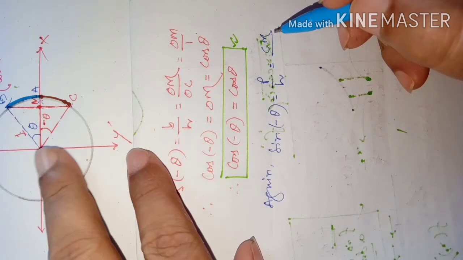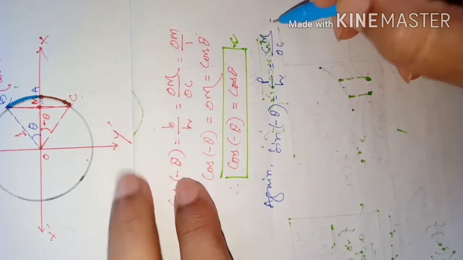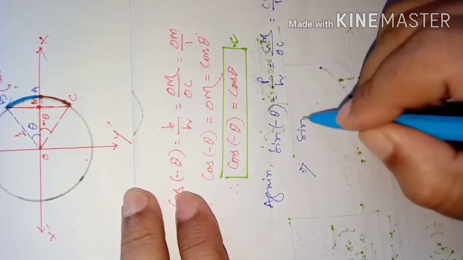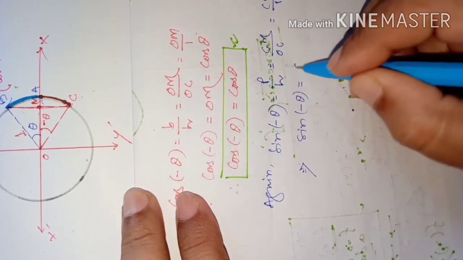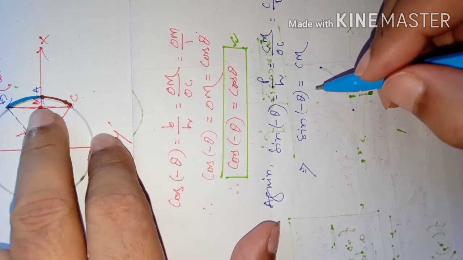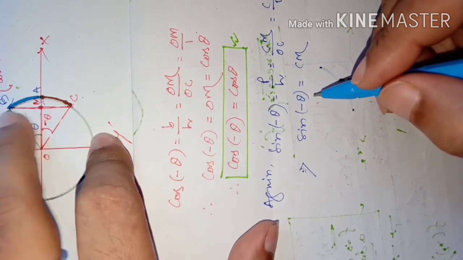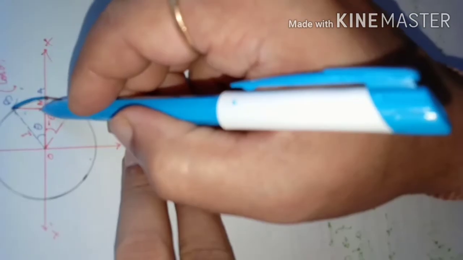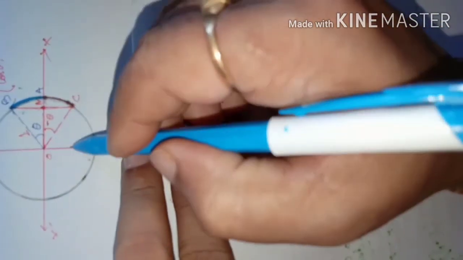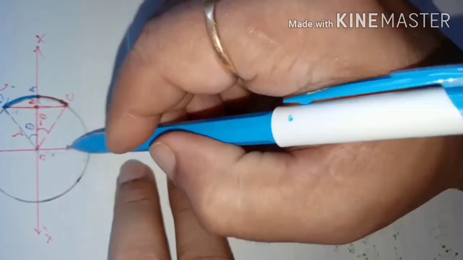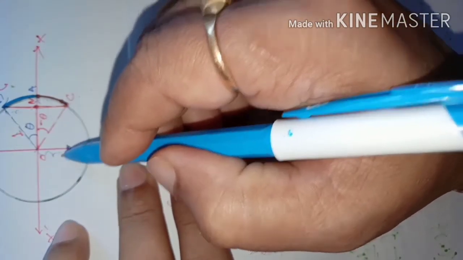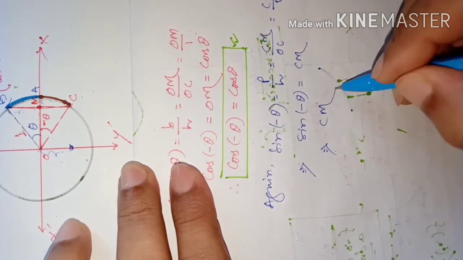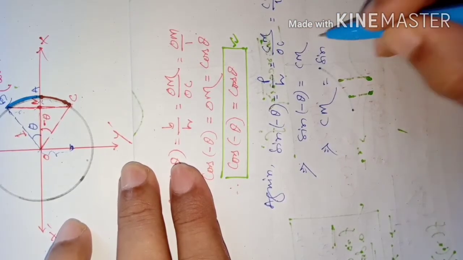The hypotenuse is OC, and OC is equal to 1 only. So CM by 1 is equal to CM; that is, sine of minus theta is equal to CM. Now dear students, BM above the x-axis is a positive value, and below the x-axis it is negative, some unit with a negative value. So CM will be equal to sine of minus theta.